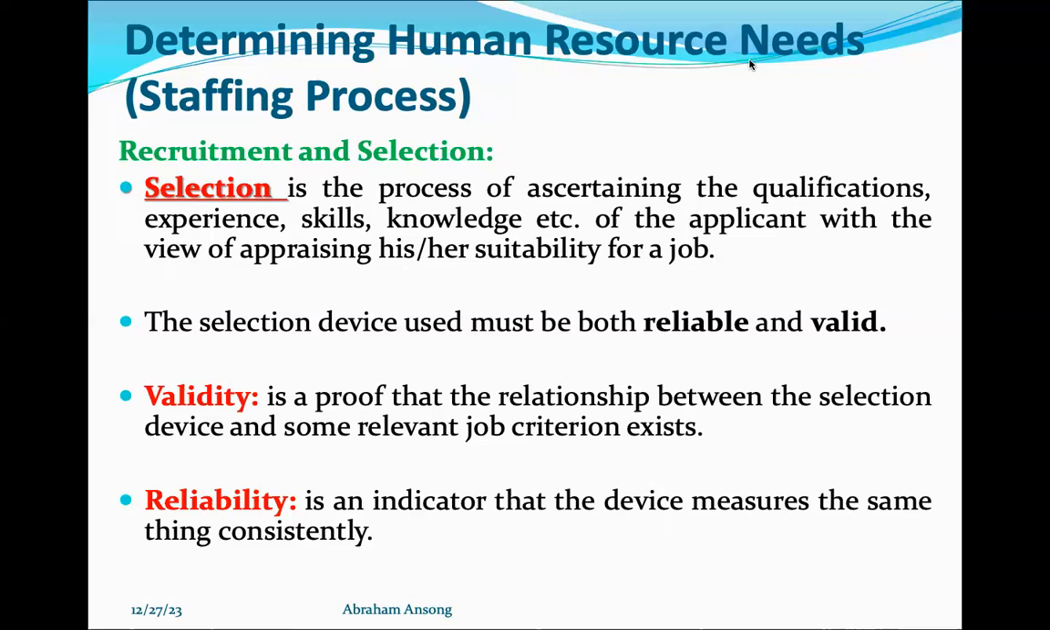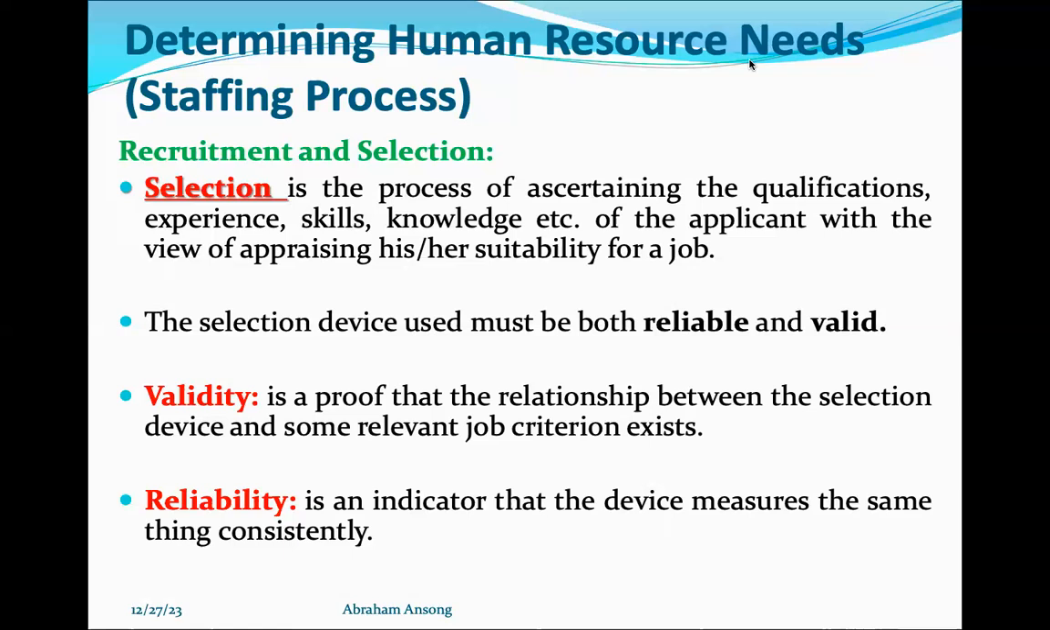All right. The second thing is that the selection device must be reliable. Reliability is an indicator that the device measures the same thing consistently. So if over the period we've used a device such as people running 100 meters and the first or the fastest is considered for the job, it must be proven over time that anytime we pick somebody who is first in that particular race, the person tends to perform better than picking somebody who is probably last or somewhere in the middle. All right. So there should be that reliability with that particular device.